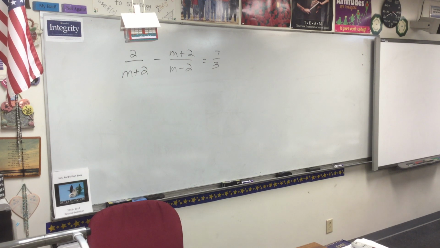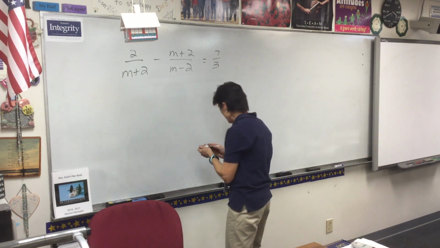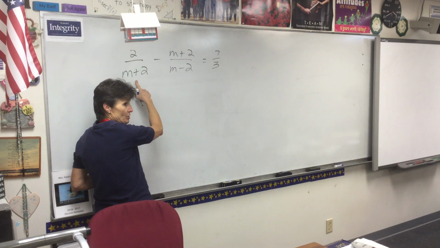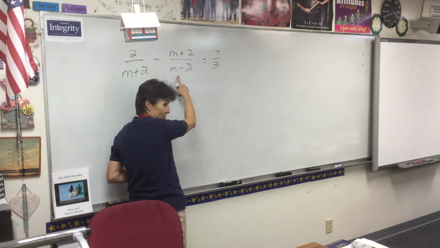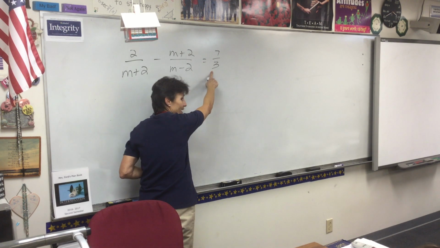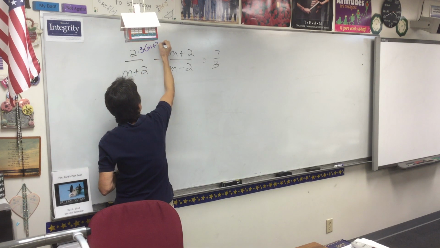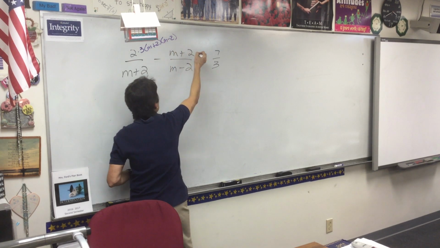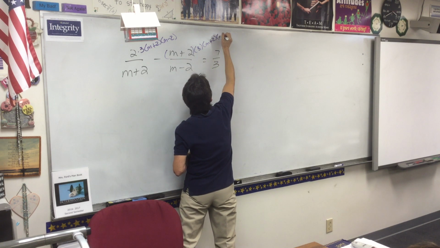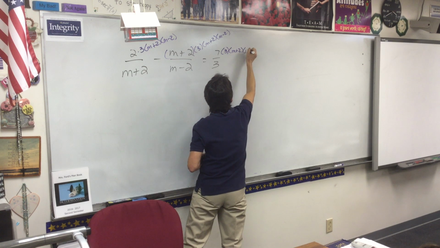Okay. Now, what is it going to take? What am I going to need to multiply by to get rid of all those denominators? I'm going to need an m plus 2, and an m minus 2, and a 3. So I'm going to multiply by a 3, an m plus 2, and an m minus 2.